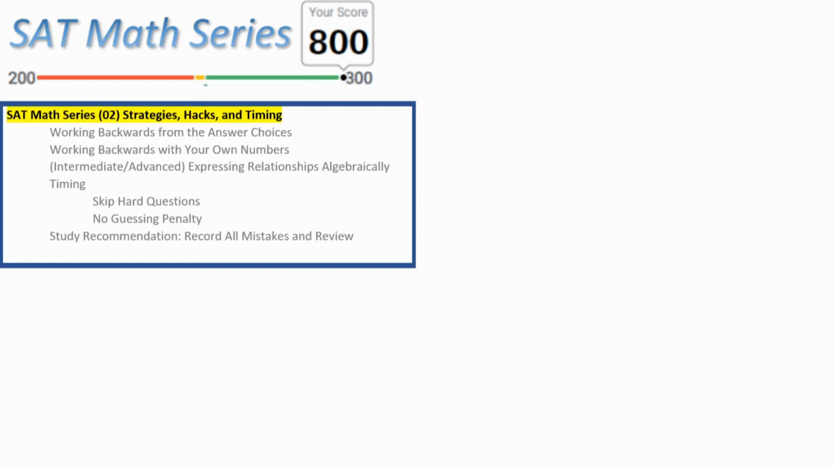Secondly, we'll see how to get around some algebra by working backwards through problems using our own numbers when we can't plug in the answer choices directly. Lastly, an essential skill for math, and particularly standardized test math, is to be able to express a relationship algebraically. Then when it comes to timing, we'll note that you need to skip hard questions in favor of making sure you have enough time for easy questions. And we'll note that there's no guessing penalty, so make sure you fill in the entire test.